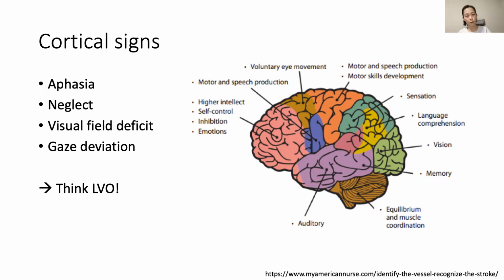So when you see aphasia, neglect, visual field deficit, and gaze deviation, please let us know that this is what you see. You're concerned about a large vessel occlusion, and we will expedite getting CTA, CTP, alerting neurointervention, etc. Obviously, there's more cortical signs than these 4, but these 4 are the ones that you can check for very quickly. Obviously, you can't check decision making or judgment, emotions or inhibition very quickly, but these 4 things you can check for very quickly.